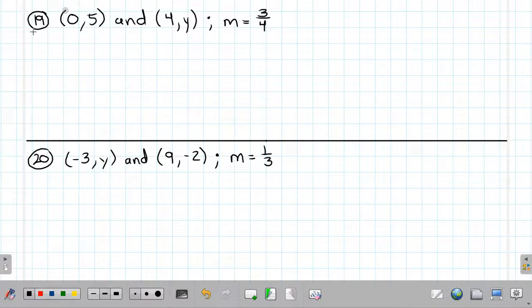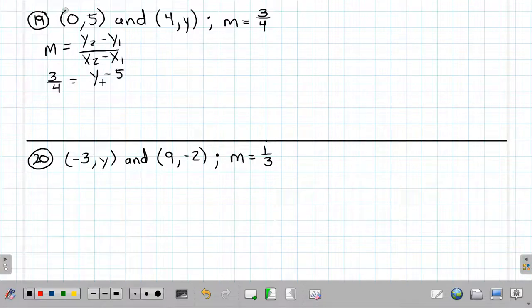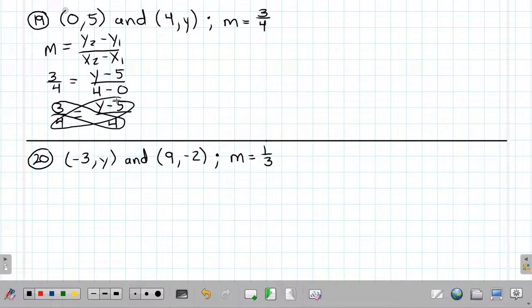All right, once again, we go here. M is equal to y2 minus y1 over x2 minus x1. So we get 3/4 is equal to y minus 5 over 4 minus 0. So in this case, let's clean this up a little bit. We can't do anything with the 3/4, but we can't do anything with the y minus 5, but we can do 4 minus 0. That's just 4. And then we just cross multiply.